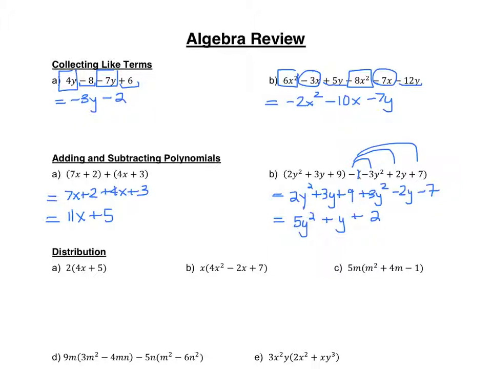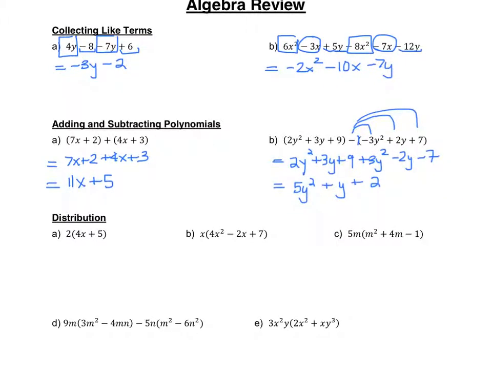Okay, next we'll review the distributive law, which we basically used in the last example. But when using the distributive law, we just need to multiply every term in brackets by whatever the term is out front. So in the first example, 2 times 4x is 8x, and 2 times 5 is 10. In the next example, x times 4x squared is 4x cubed. X times negative 2x is minus 2x squared. And x times 7 is plus 7x.